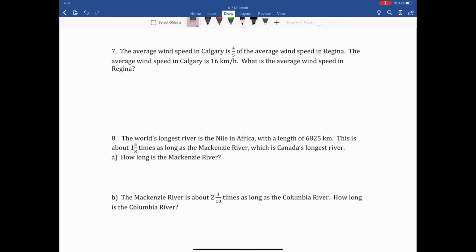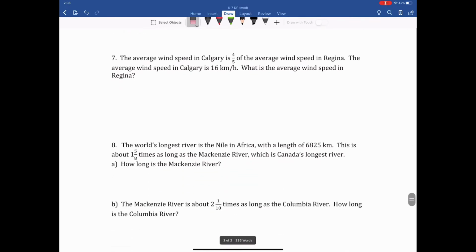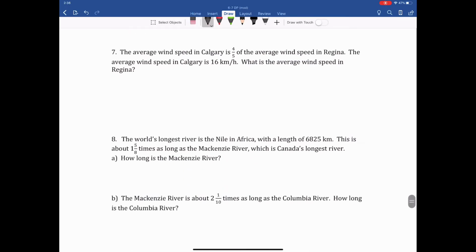Hi guys, just wanted to look at setting up a couple of these word equations. Sometimes the wording can trip us up a little bit, so I'll help you guys set them up a little bit.